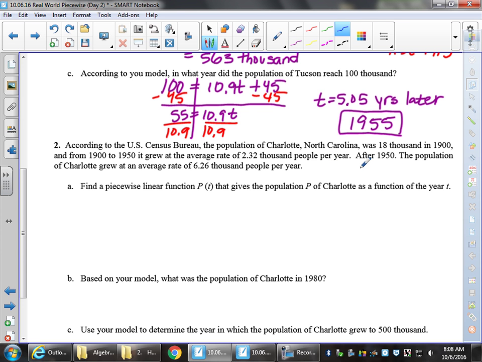Yes, I believe 1950. Oh, wait, what's our 0 year now? Careful. 1900. T is the number of years since 1900. And then P of T will still be population in thousands.